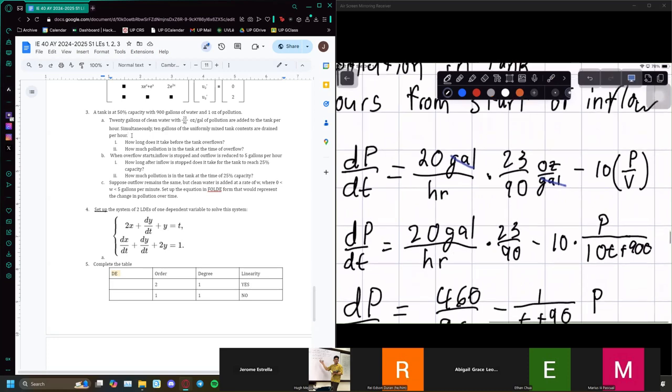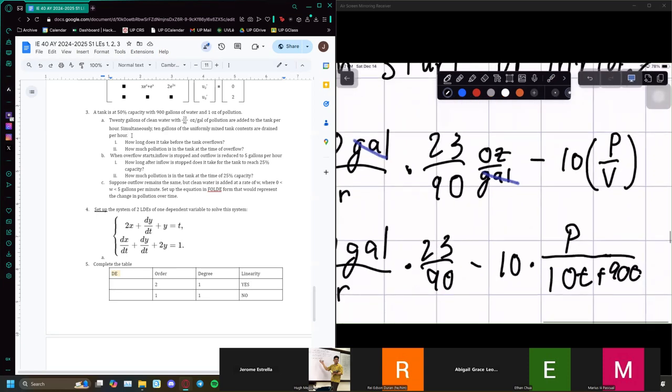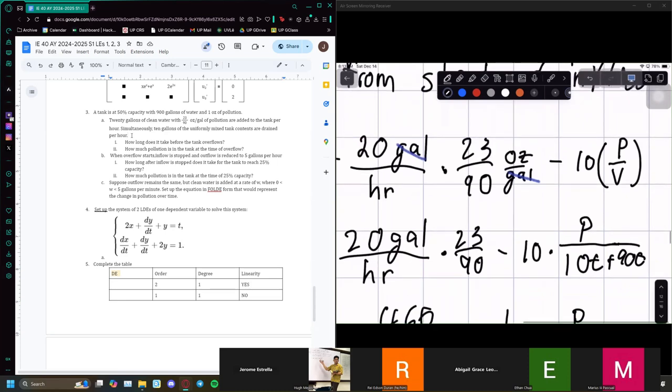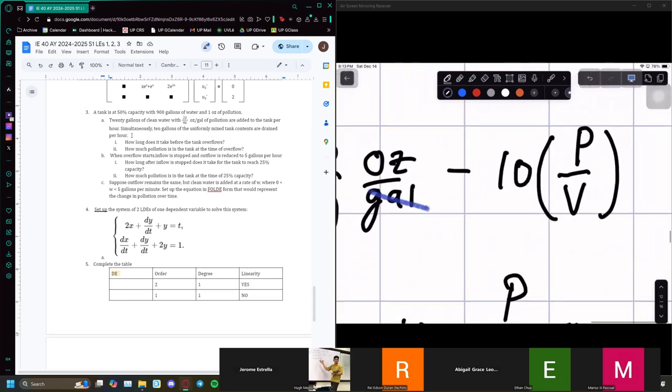And then there's also an outflow, but we can't say for sure what the rate of outflow is, because it's also not constant. Because it depends on the concentration of the pollution in the tank. So what we can do is just say na since 10 gallons per hour yung outflow, you multiply those 10 gallons.